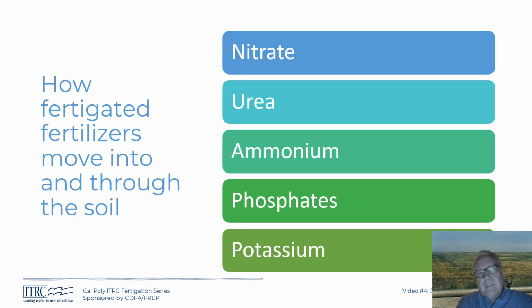Now, when I say they'll be there at the right spot, well, maybe so and maybe no. We have to talk about how fertigated fertilizers move into and through the soil. So these are our most common ones that we use, not counting the micronutrients. We have nitrate, urea, and ammonium. Those are the primary forms that are found in fertilizers. Then we have different phosphates and potassium. They're obviously associated with other things, but these are the main ingredients here.